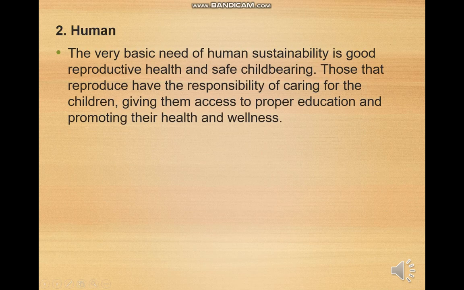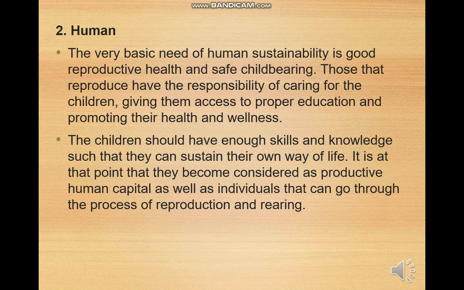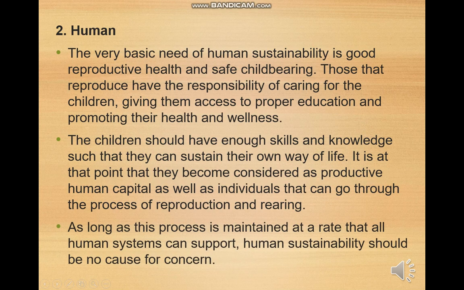2. Human. The very basic need of human sustainability is good reproductive health and safe childbearing. Those that reproduce have the responsibility of caring for the children, giving them access to proper education and promoting their health and wellness. The children should have enough skills and knowledge such that they can sustain their own way of life. It is at that point that they become considered as productive human capital as well as individuals that can go through the process of reproduction and rearing. As long as this process is maintained at a rate that all human systems can support, human sustainability should be no cause for concern.